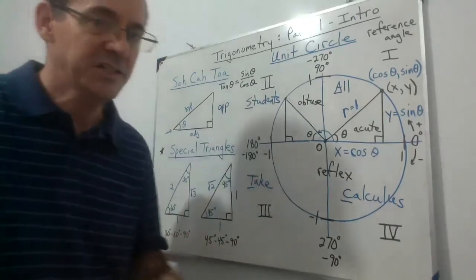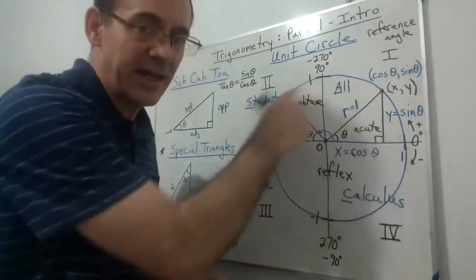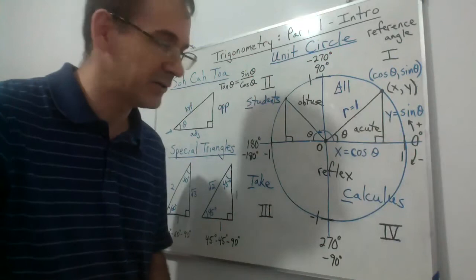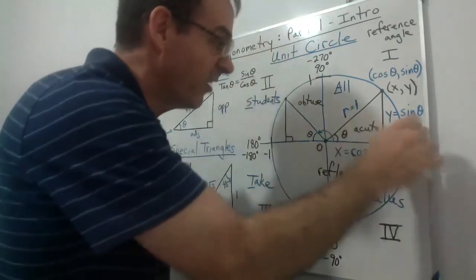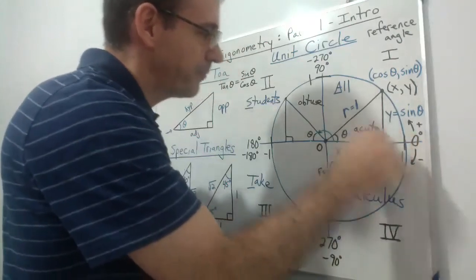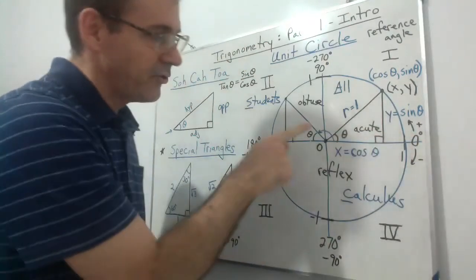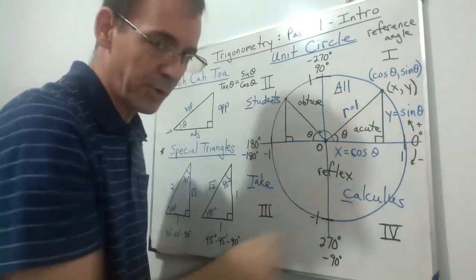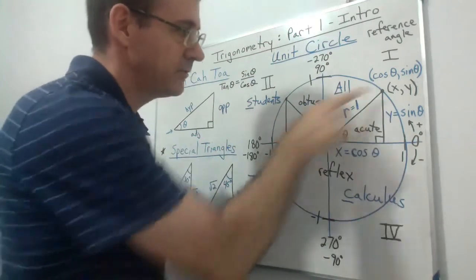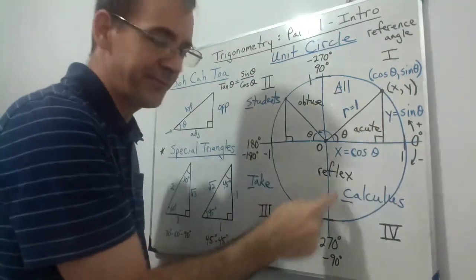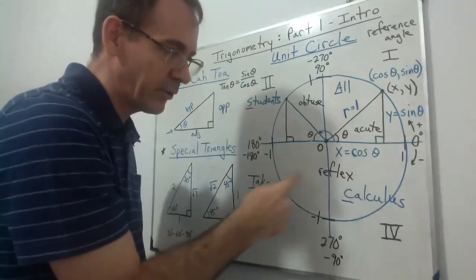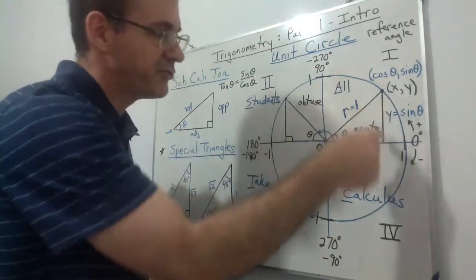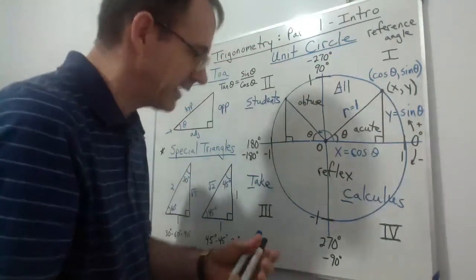So on the questions that use this kind of vocabulary about angles, acute, obtuse, or reflex, make yourself a little unit circle, draw a line into the appropriate quadrant. Acute, first; obtuse, second; reflex, look at your trig functions, positive or negative, and figure out whether it's a third or fourth. Then draw your triangle to the nearest x-axis.